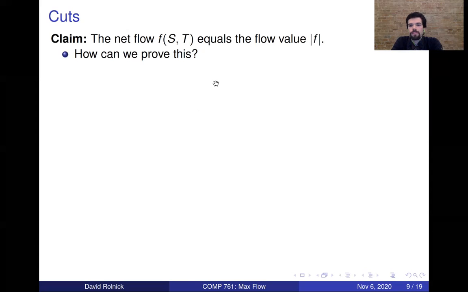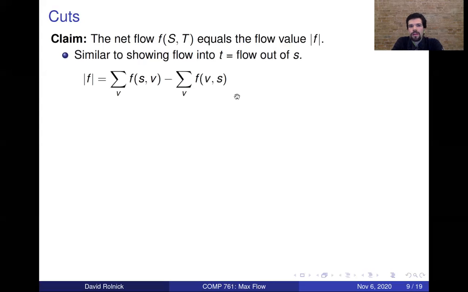Okay. This is a discussion of conservation of flow through a particular vertex. The suggestion of contradiction is not a bad idea, but we're not actually going to need it.